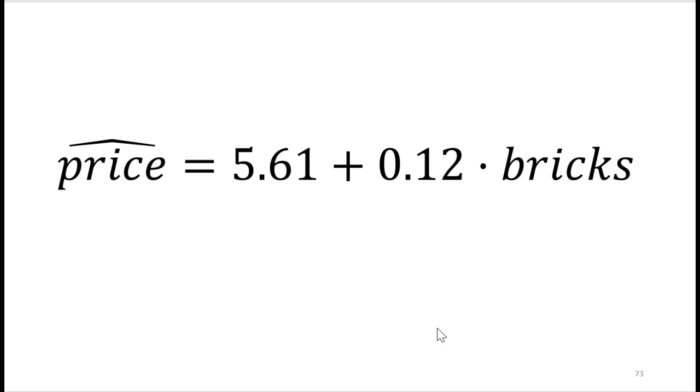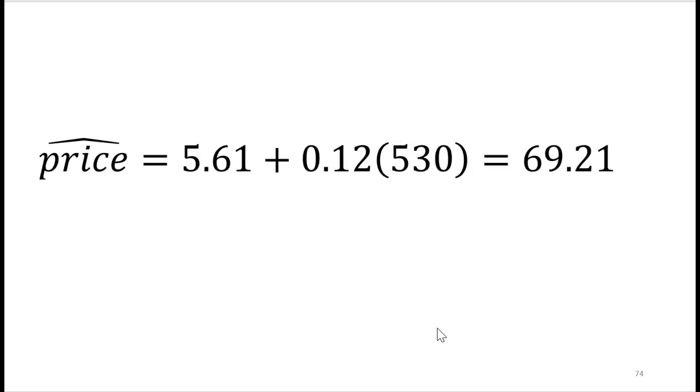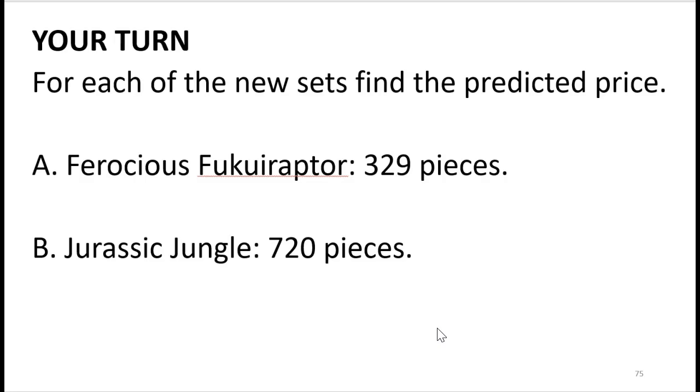We can use the equation to help us predict the cost of a set containing 530 pieces by setting bricks equal to 530 and solving for the predicted price. So this tells us that the predicted price for a set containing 530 bricks is $69.21. Now it's your turn. For each of the following new sets, find the predicted price. Pause the video, and when you come back, we'll look at the answers.